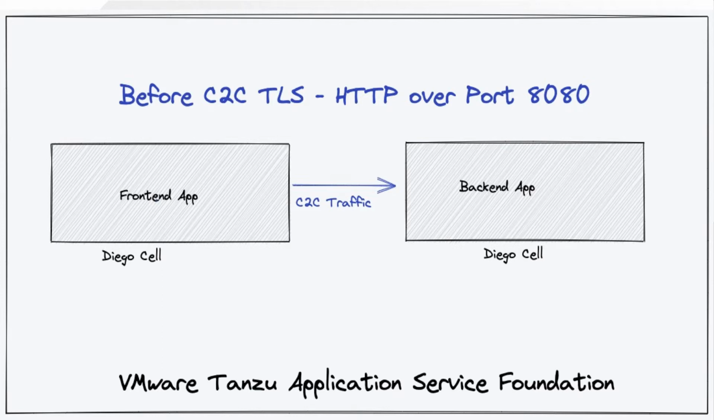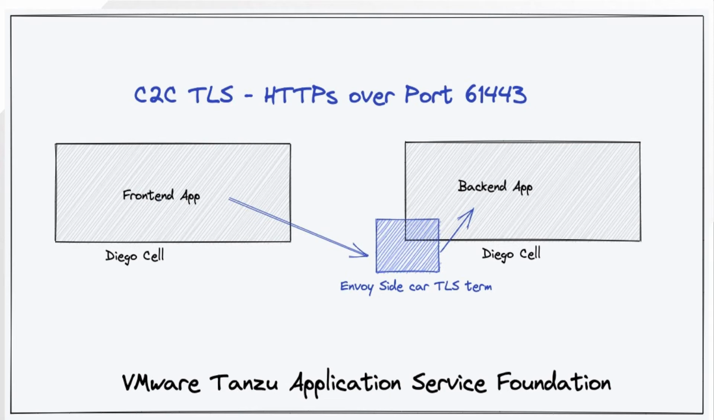This is easy. Before this feature, container-to-container traffic only ran over HTTP on port 8080 inside the platform. This new feature integrates TLS termination via an Envoy sidecar on port 61443 for any application using an internal route. This is one more step to improve security posture of the platform by extending TLS all the way down to container networking. Let's see it in action now.